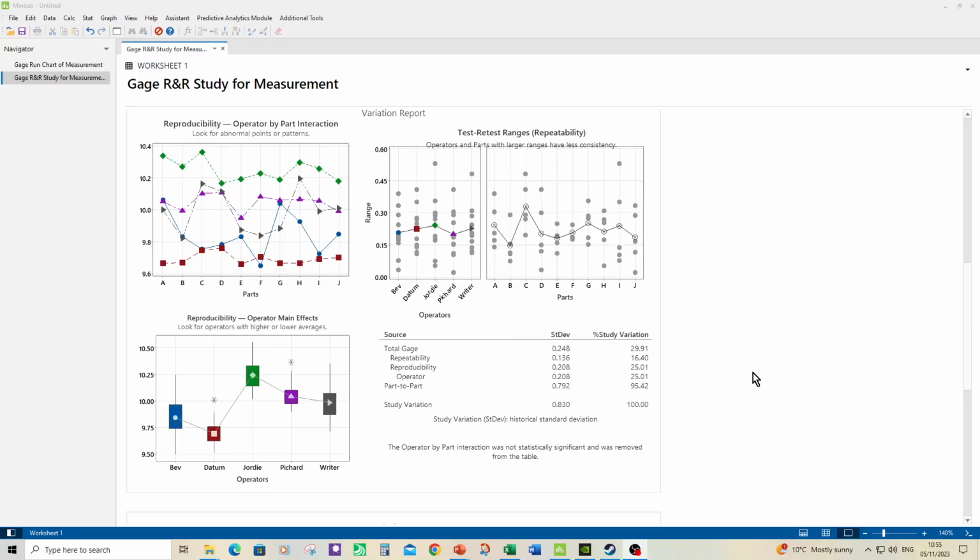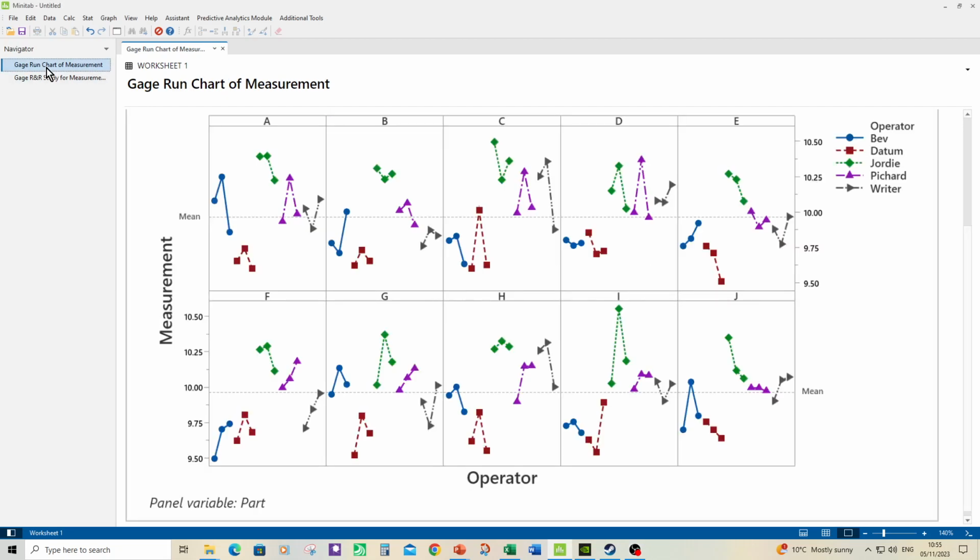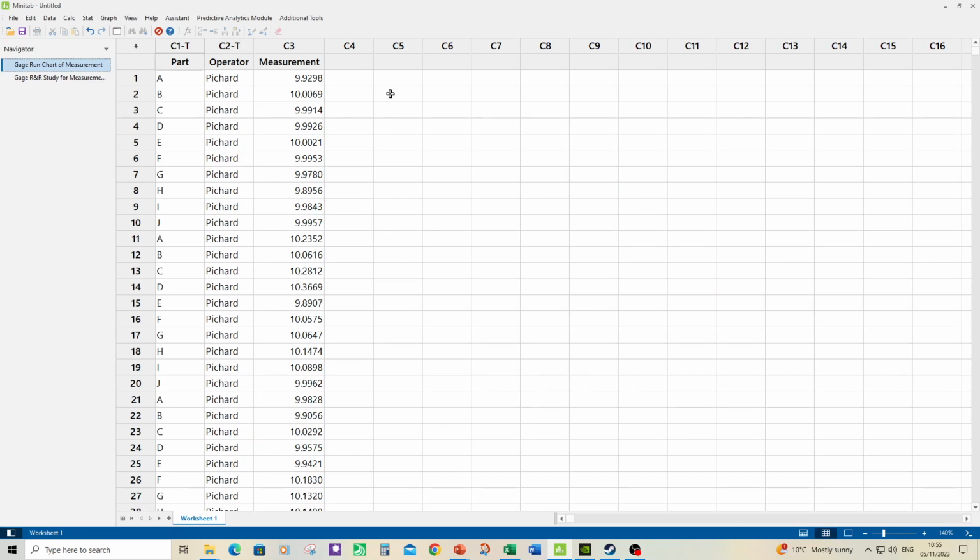So did you figure it out? Why do we have a marginal measurement system when the gauge run chart looks so bad? Okay, let's have a look at the data to figure this out. We've got our measurement data. We took a historical standard deviation of 0.83. Let's see what we get from the data.